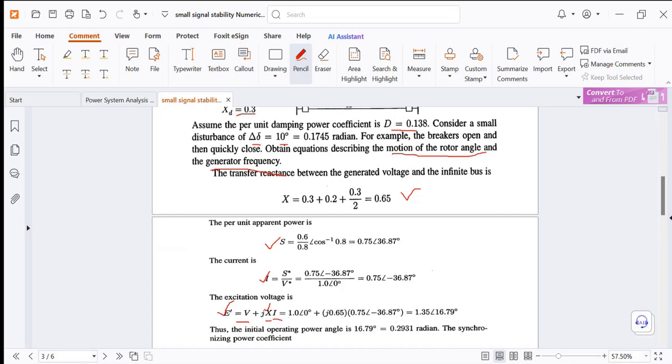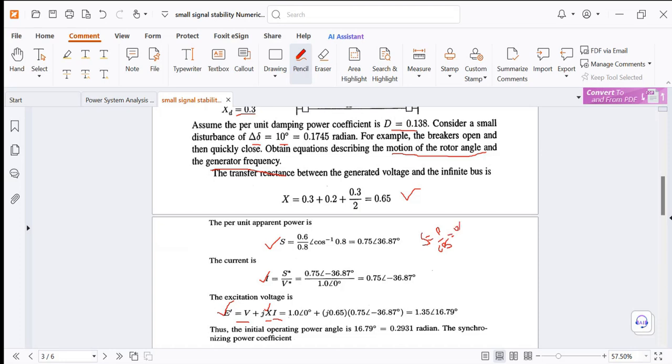Now I is equal to S conjugate divided by V conjugate. We don't have the value of S in the problem statement, but we have the value of active power, 0.6, and the power factor, which is 0.8. So we know that S is equal to P, the active power, divided by cos theta. So we have P equal to 0.6 in the problem and cos theta equal to 0.8. So 0.6 divided by 0.8.